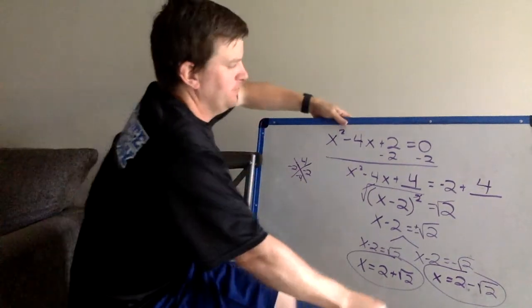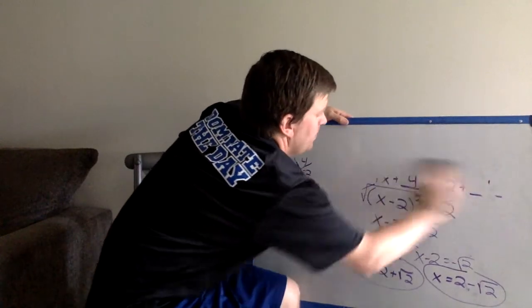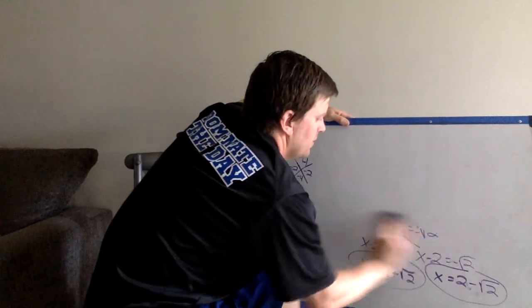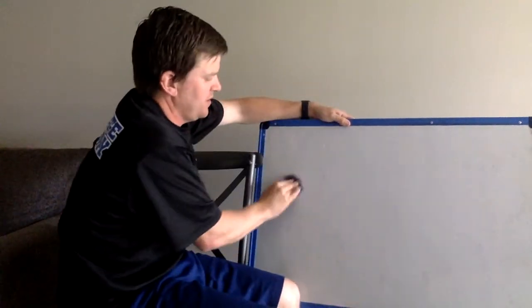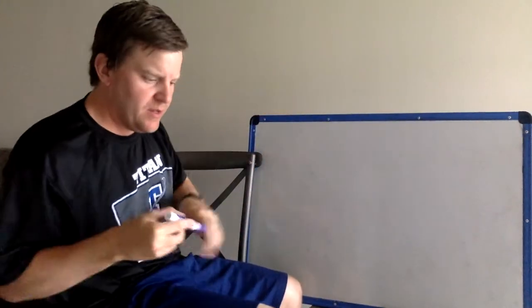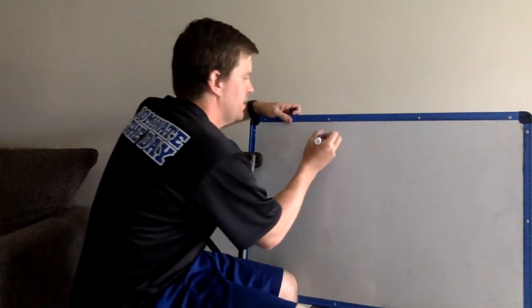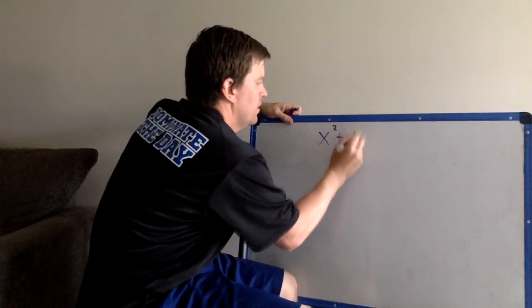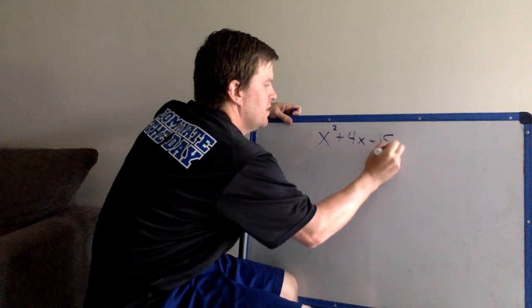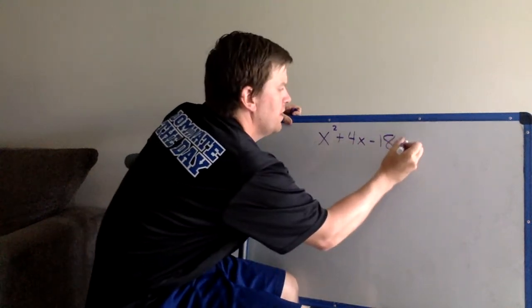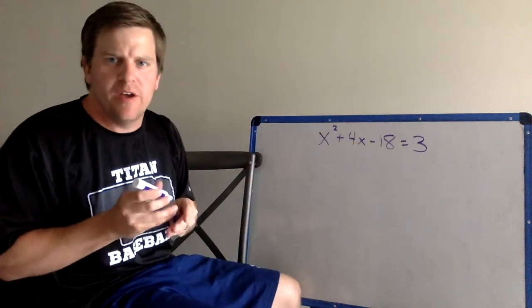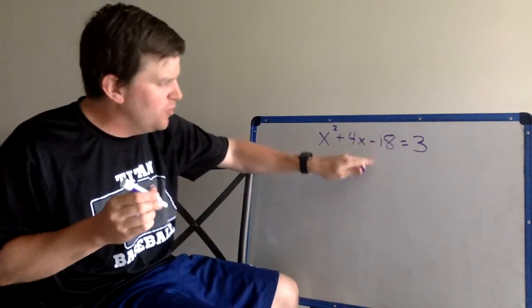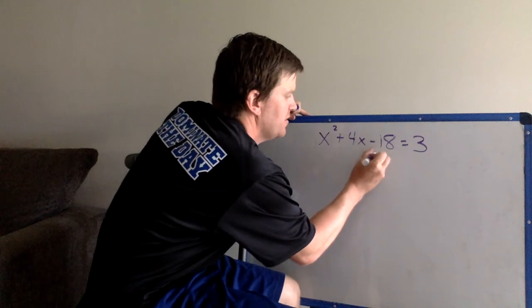Let's do one more. This one's going to be set up a little differently, but we're going to use the same process. Okay, so let's go ahead and write this down. We have x squared plus 4x minus 18 equals 3. Okay, a little different here. Now we have a number on the right, and that's okay. Same steps here. Let's move the 18 over. We need to make a space to complete the square.